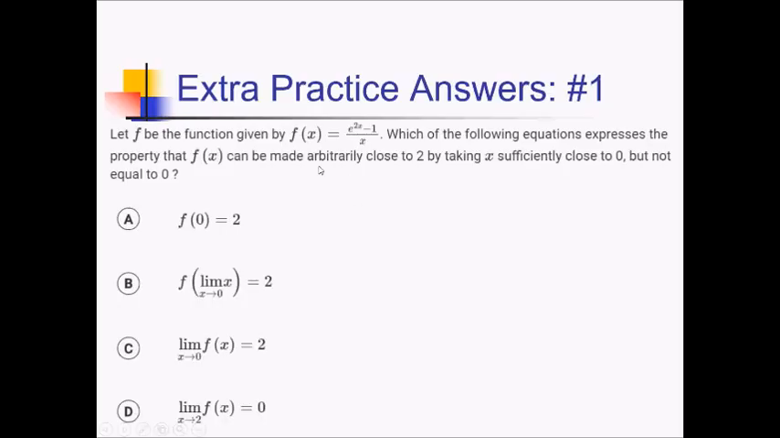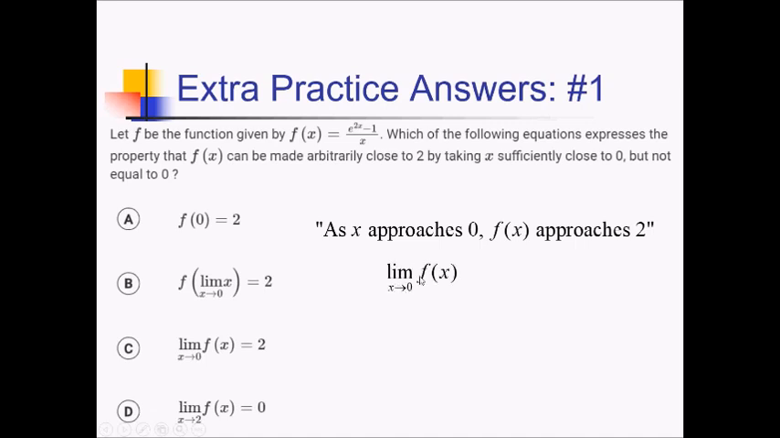On this problem, we're told that f is this function right here, and we want to know which of these equations expresses the idea that f of x can be made arbitrarily close to 2 by taking an x that's sufficiently close to 0 but not equal to 0. So we're talking about the idea of a limit here. If we write this out in English, we're saying as x approaches 0, f of x is approaching 2. To write that symbolically, we would say that the limit as x approaches 0 of f of x equals 2, which is going to be answer choice C.